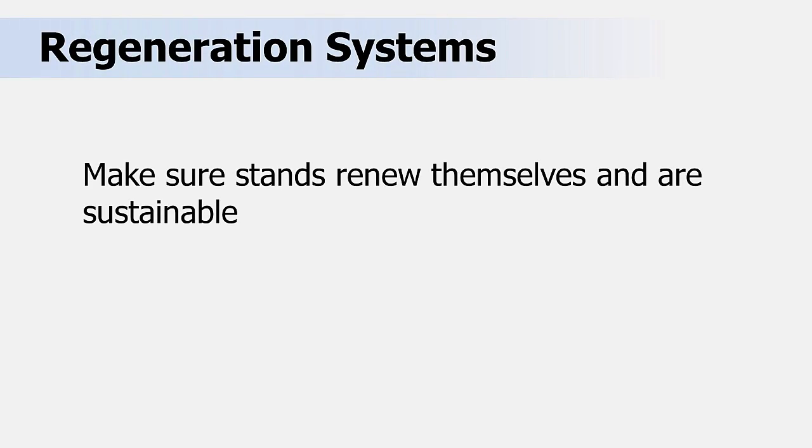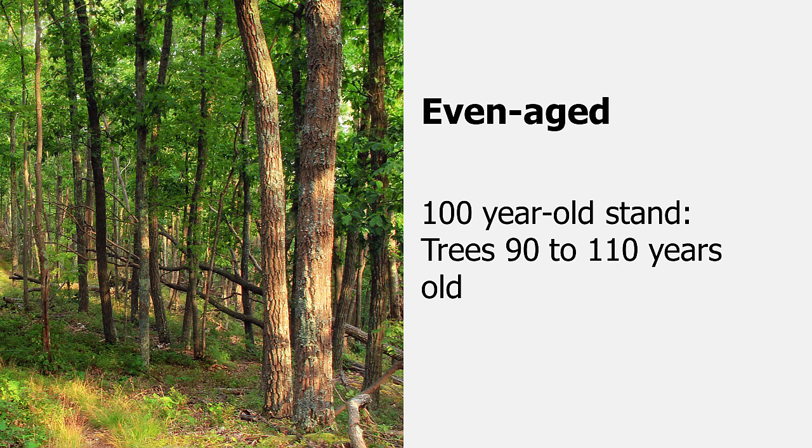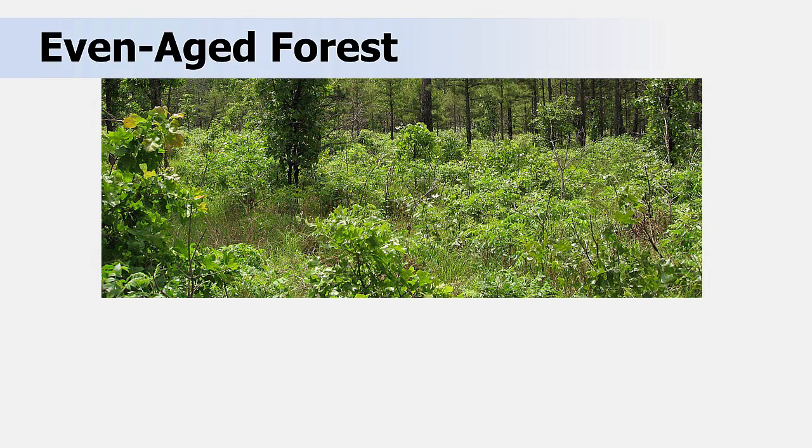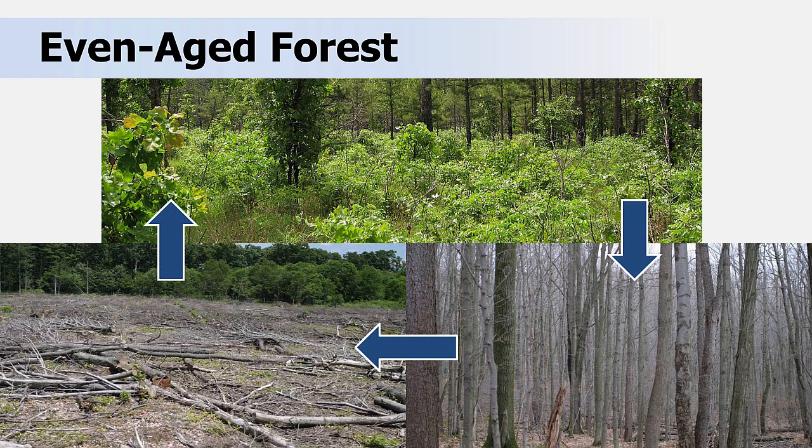Silvicultural regeneration systems focus on making sure stands renew themselves and are sustainable. In an even-age stand, trees will normally be within plus or minus 10% of the same age. For example, in a 100-year-old stand, the trees will be 90 to 110 years of age. The cycle of an even-age forest is regeneration leading to a mature stand leading to a harvest.